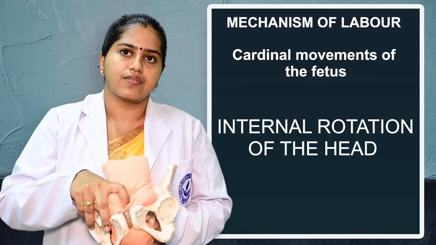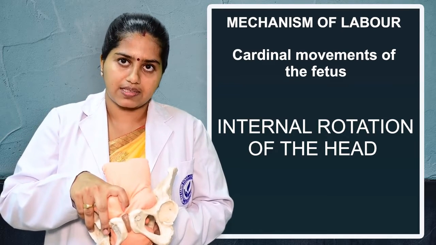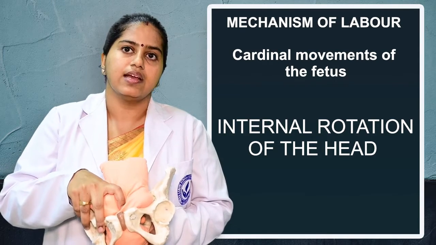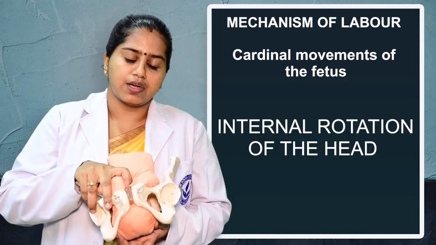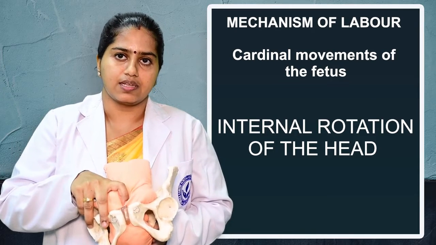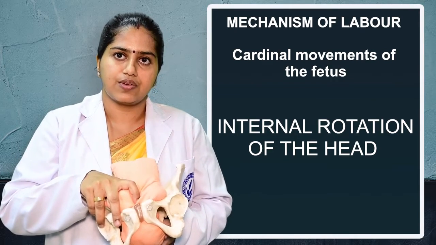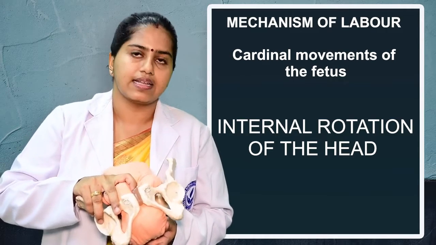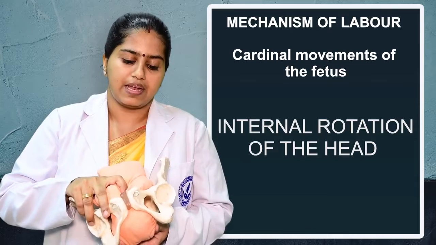This internal rotation of the head is facilitated by a well flexed head, uterine contraction, the wall of the pelvic resistance, and next, if you see, the tone of the levator ani muscle. So these are the factors which will facilitate the internal rotation of the head. After the internal rotation, the head will come and lie in the pelvic outlet.